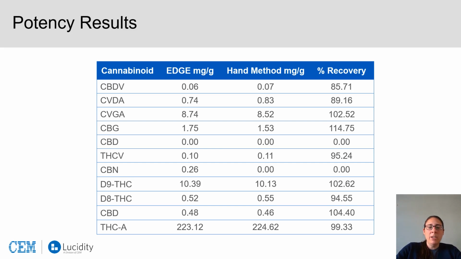And then here are just some of those cannabinoids where we did an Edge extraction, and then we compared it back to the hand method, so a typical methanol solvent extraction, as 100% recovery, assumed there. And then you see our recovery values for the different cannabinoids that we were looking at. So overall, great recovery values of the Edge compared to the hand method.